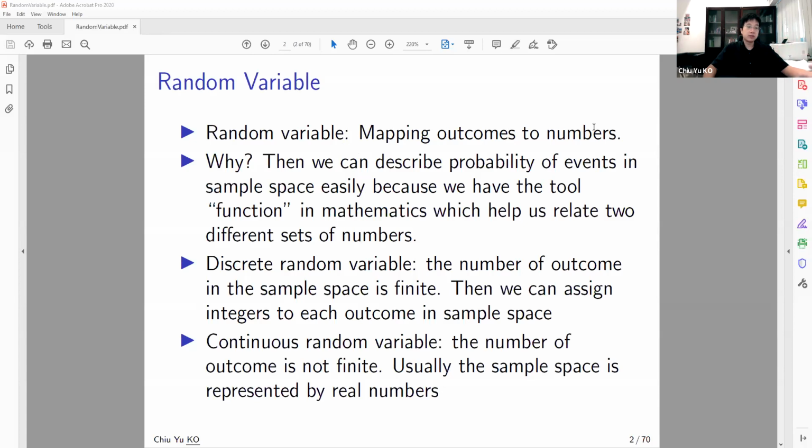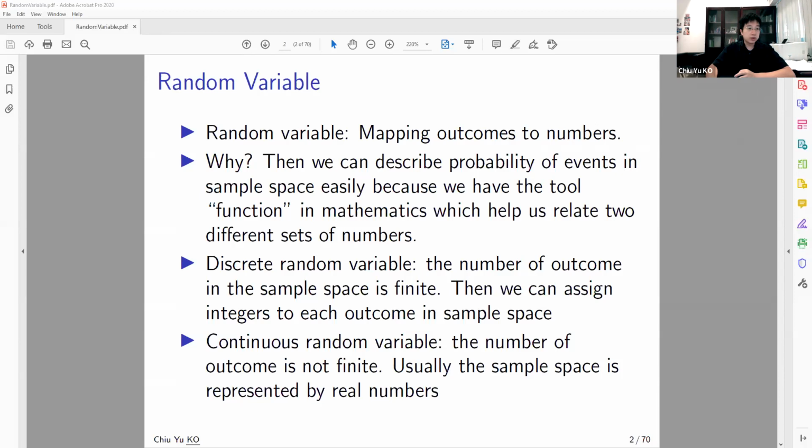So a random variable is from the sample space, where there's an outcome, and then we map it to a number. The reason why we want to do this is that we know how to use functions and we know how to describe numbers. That makes our life easier. Is that okay? And can you see the screen? Yes.